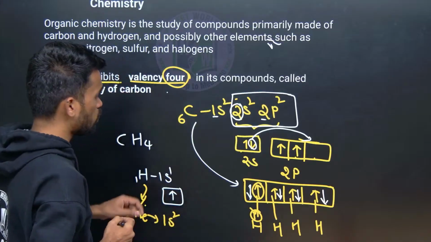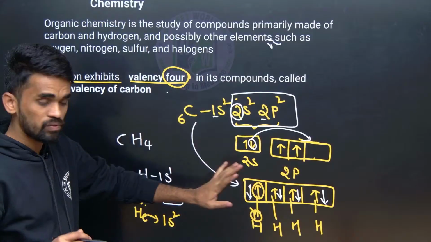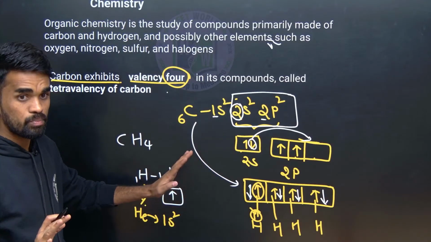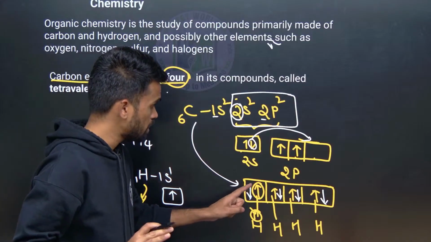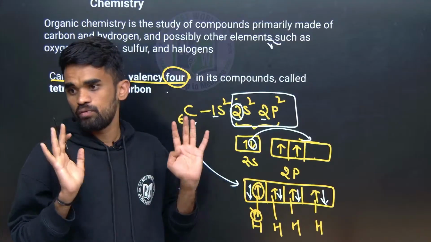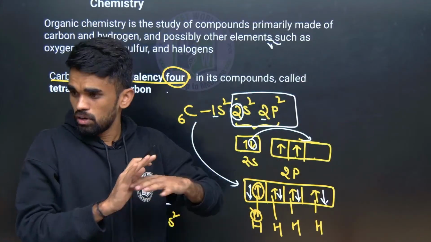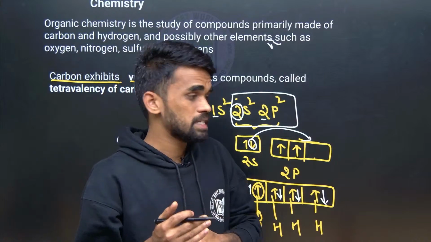Okay. Now what is the maximum number of electrons required for carbon to fulfill its octet? 4. So what is the maximum number of bonds formed by carbon? See, it has only 4 orbitals, so it can form a maximum of only 4 bonds. More than that is not possible. Clear now?